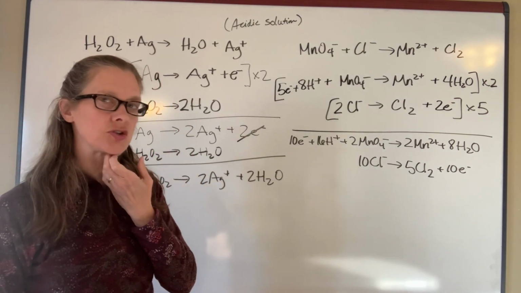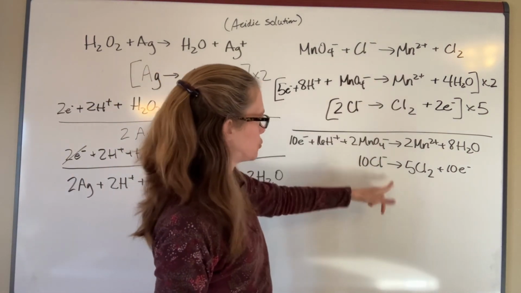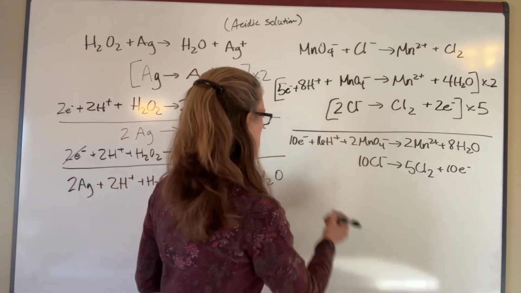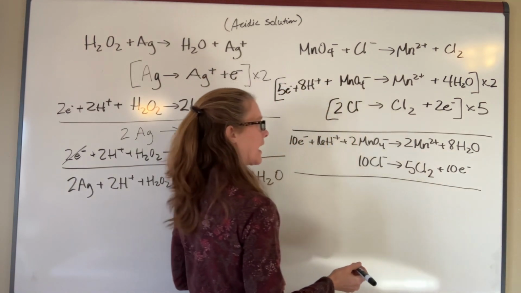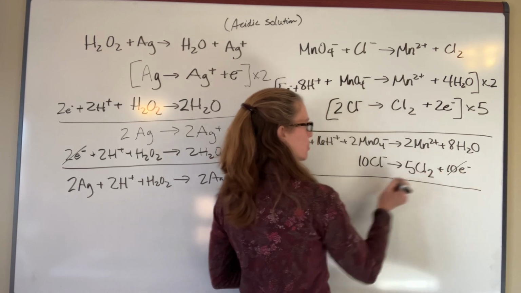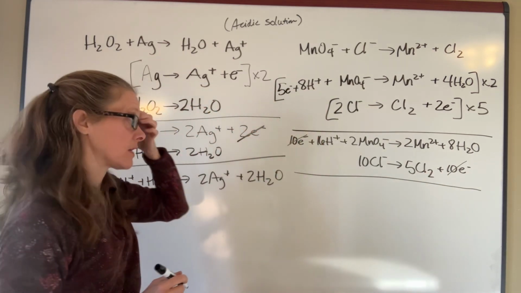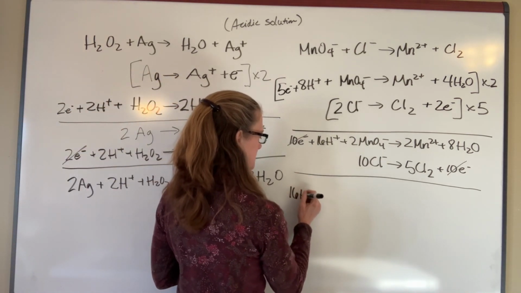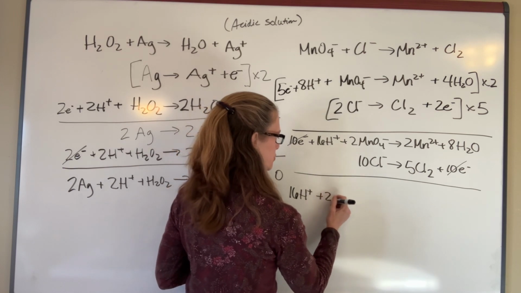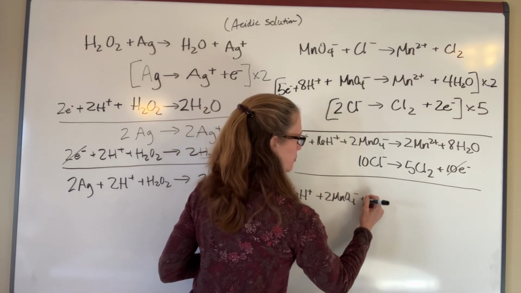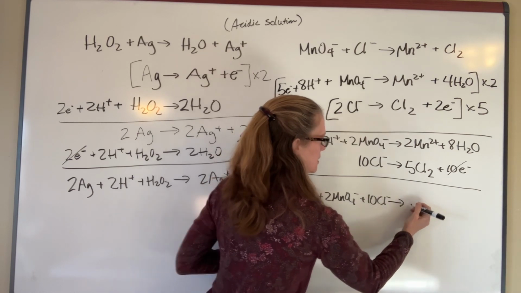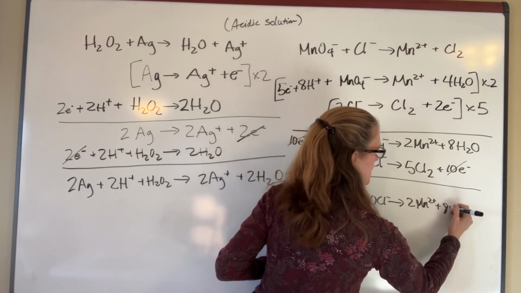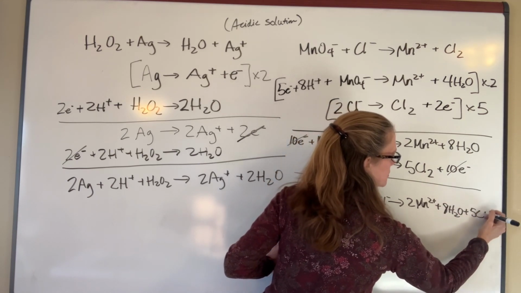It will be easier as you're adding these 2 together if you try, I didn't do a super job here, but try to keep your arrows pretty well lined up because then it's a little easier to see what's on the left and what's on the right. So now I'm to the point where I need to add both of these together. So I've got 10 electrons here and 10 electrons here on each side that are going to cancel out. And so then when I add this together, I'm going to have 16 hydrogen ions plus 2 permanganate ions plus 10 chloride ions yields 2 manganese ions plus 8 waters plus 5 chlorines.